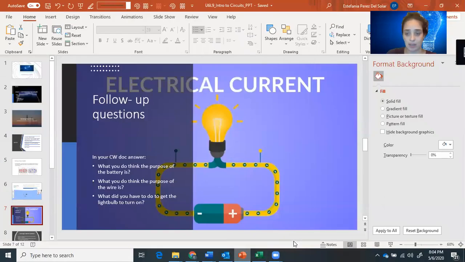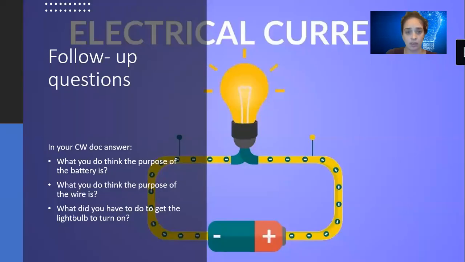So coming back, you're going to take the next 4 minutes to answer the following questions in your classwork document. What do you think the purpose of the battery is? What do you think the purpose of the wire is? And what did you have to do to get the light bulb to turn on? Right? So when you're ready to come back, you can press play to rejoin the video. Press pause now.